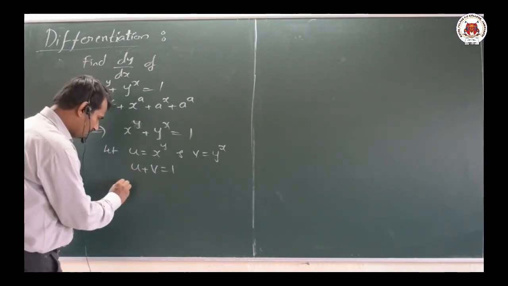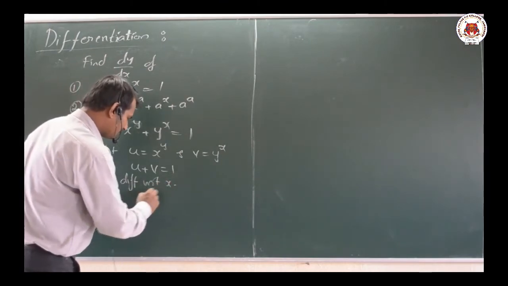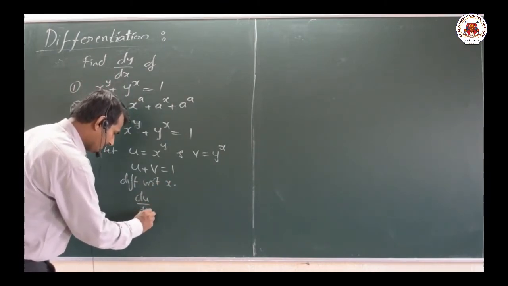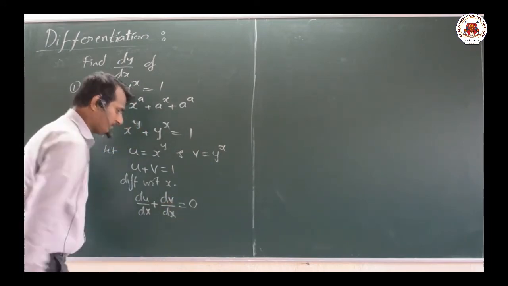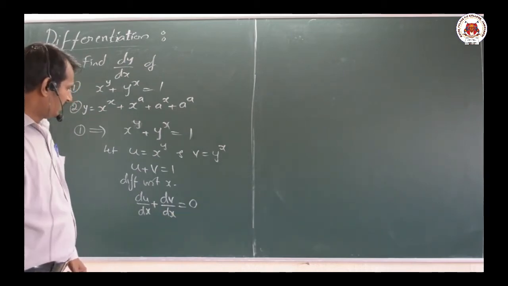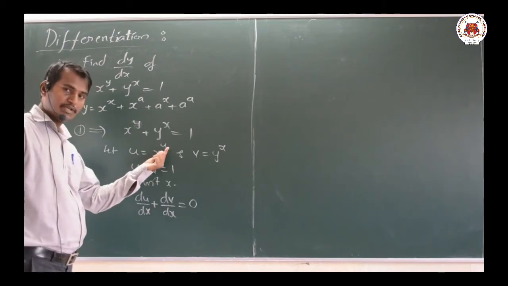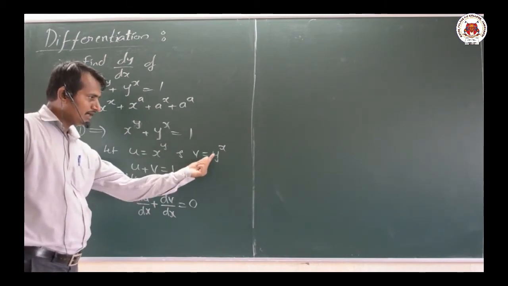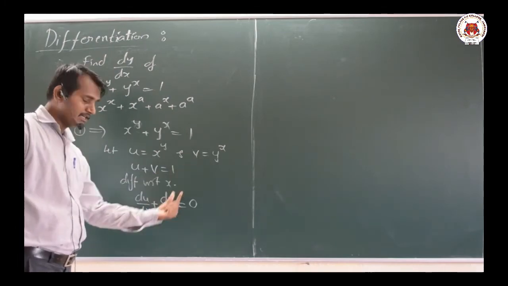Differentiate with respect to x, that is du by dx plus dv by dx, the value will be 0. Now here u means x raised to y, and v means y raised to x. I will solve these two, du by dx and dv by dx, separately.